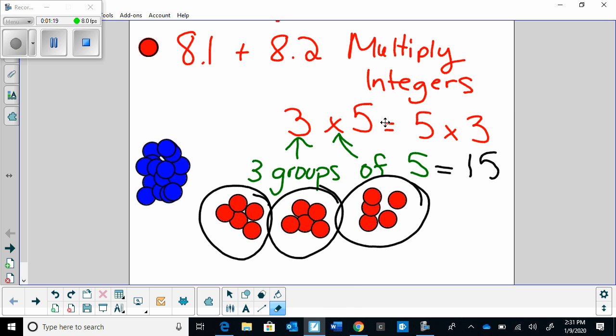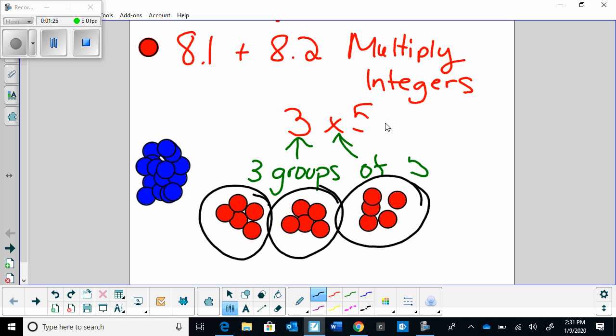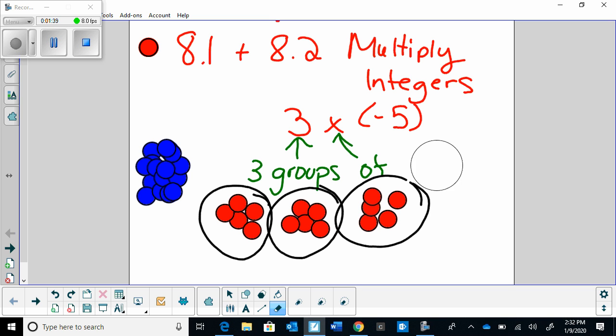But what happens if instead of 3 times 5, it's 3 times negative 5? Well, now that answer is going to be a bit different. It's still 3 groups of, but it's no longer positive 5, it's going to be negative 5. So our diagram isn't necessarily correct. We need 3 groups of negative 5.